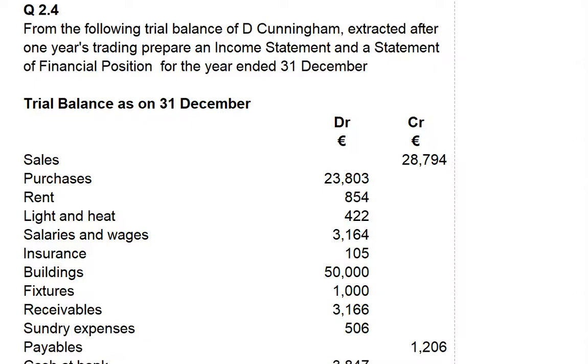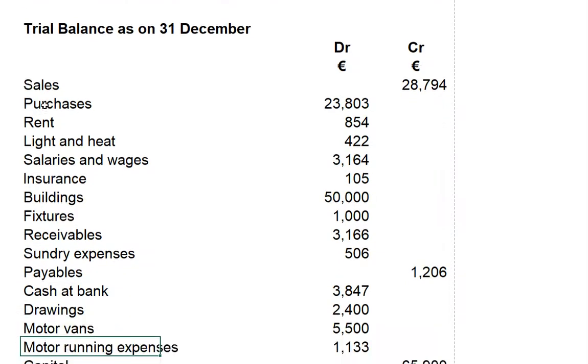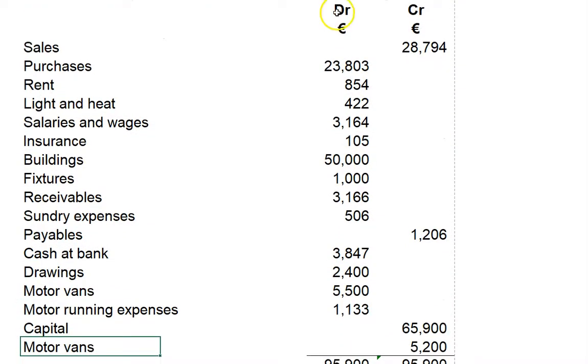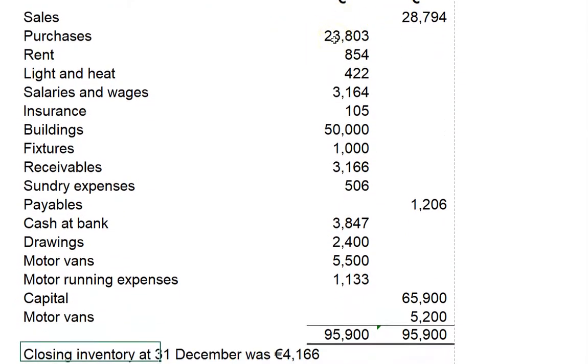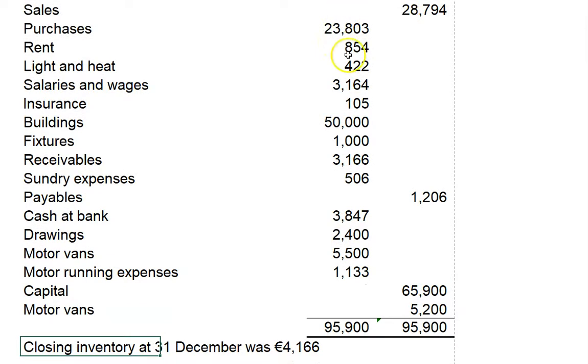Hi, this question 2.4 is looking at the income statement, preparing an income statement and a statement of financial position for a sole trader. And it's a very introductory type question. So in these questions, you're given a trial balance. You're told to prepare an income statement and a statement of financial position. And you're given the trial balance, and it'll have two columns, one debit and one credit. So the left is debit, the right is credit.